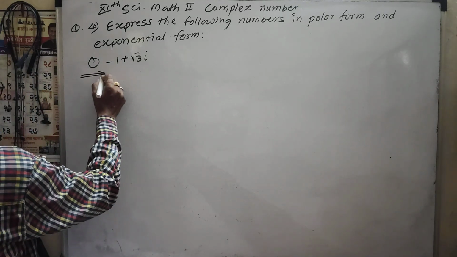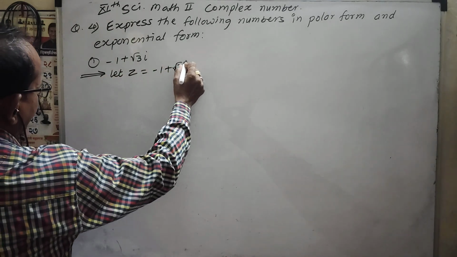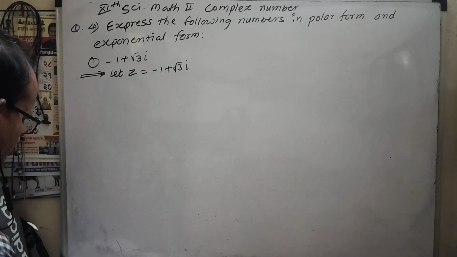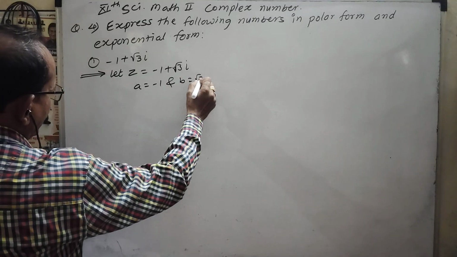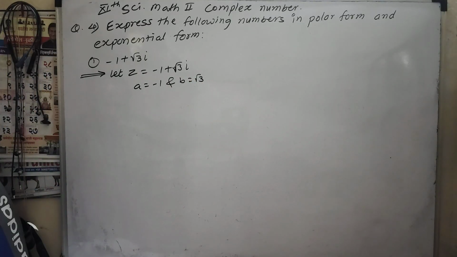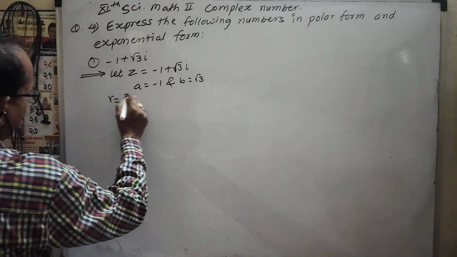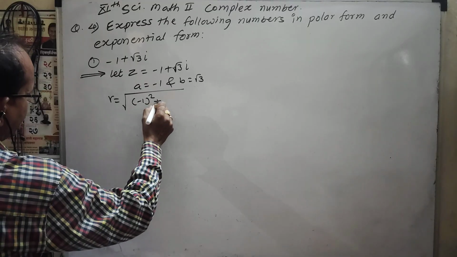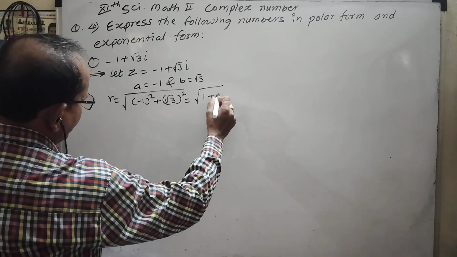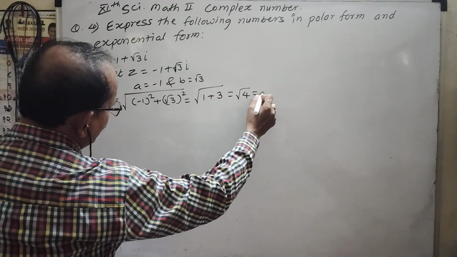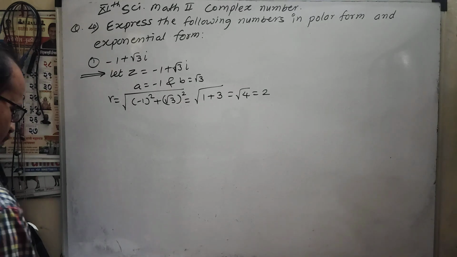Let z is equal to minus 1 plus root 3i. Here a is minus 1 and b is root 3. We know that r is equal to root of minus 1 square plus root 3 square, which is minus 1 square 1, root 3 square 3, which is root 4, means this is 2. r is 2.